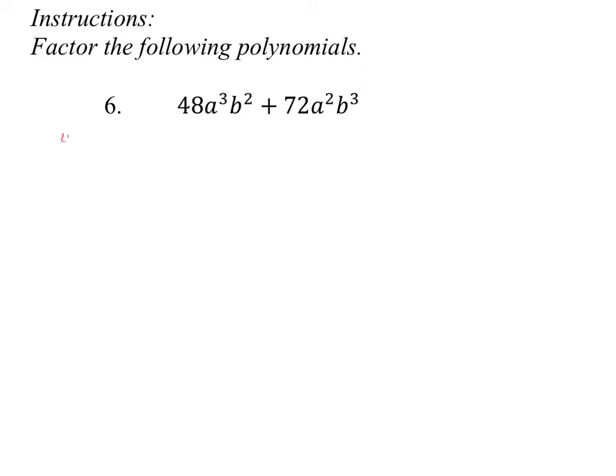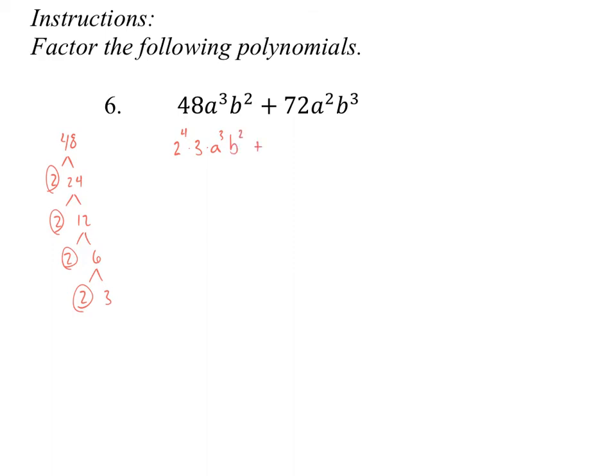Well, I could do a little factor tree over here if I need to, and I would be able to remove a 2, then another 2, then another 2, and finally one more 2 and a 3. So I can factor that 48 and rewrite it as 2 to the 4th power times 3 times a cubed times b squared.